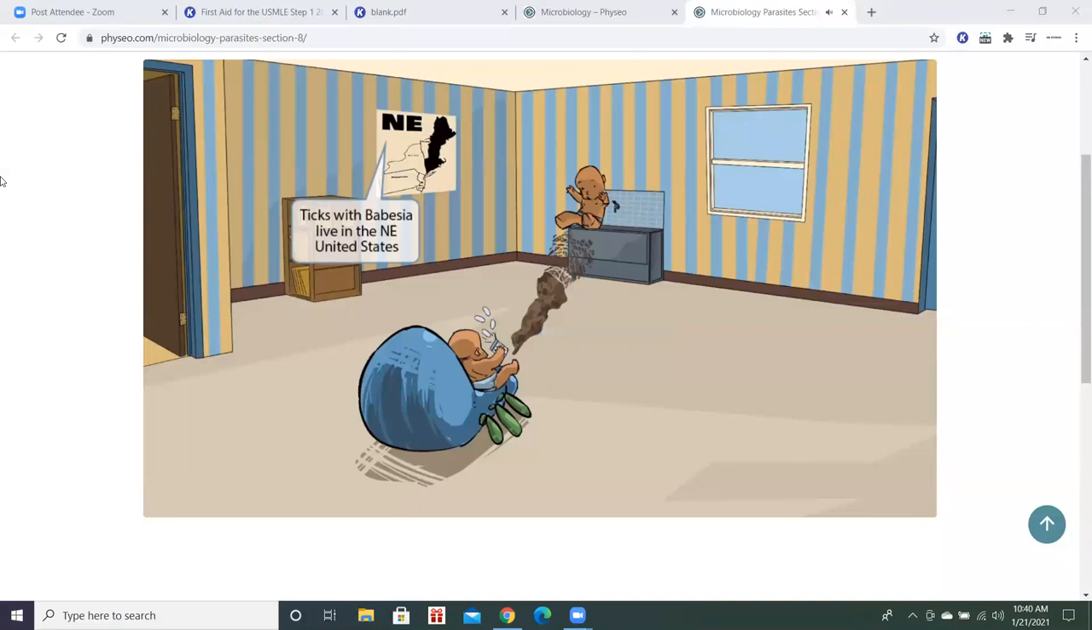The workers at the daycare try to teach the babies a little about local geography. You can see a map up on the wall highlighting the northeastern United States. This map will help you remember that ticks carrying Babesia are mainly found in the northeastern United States.